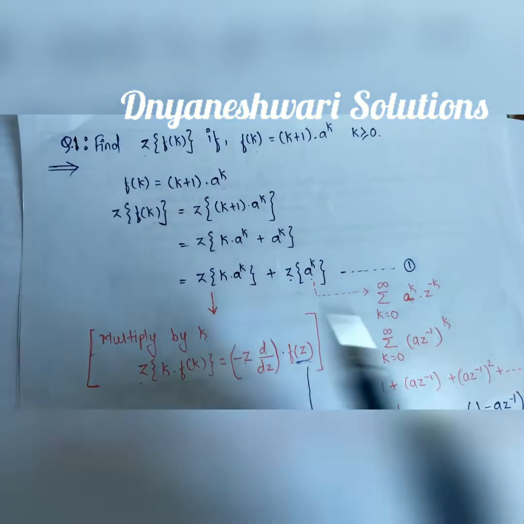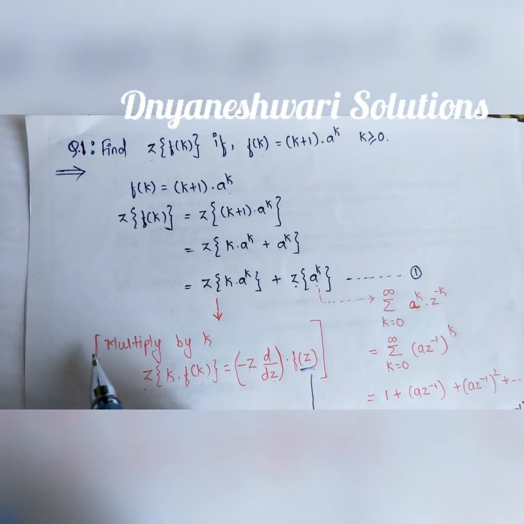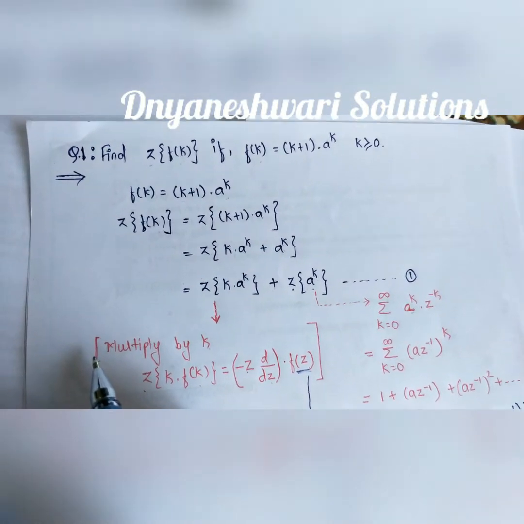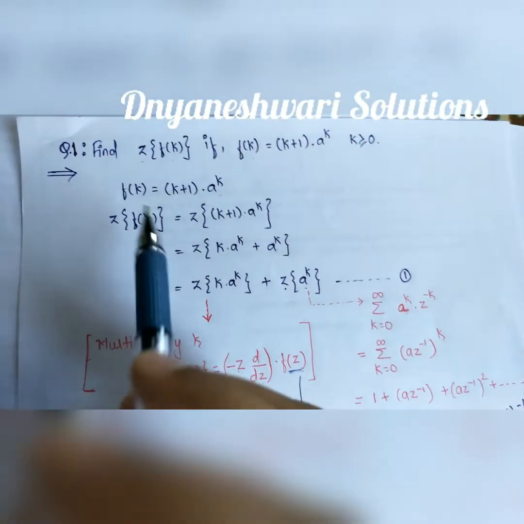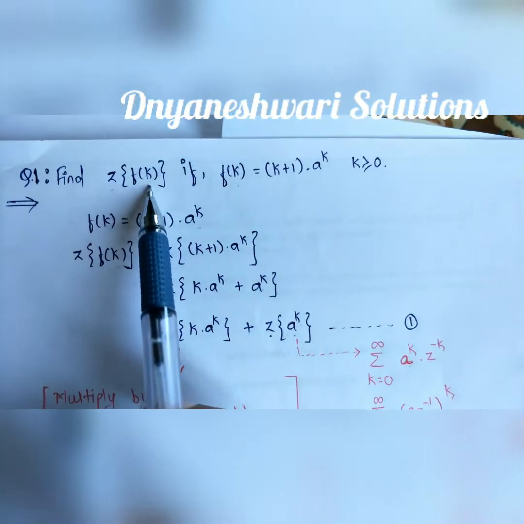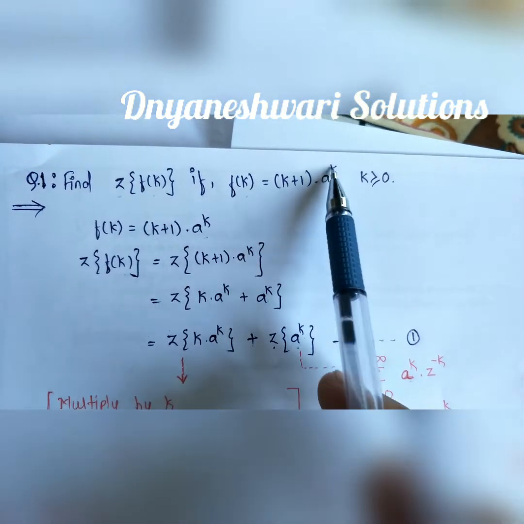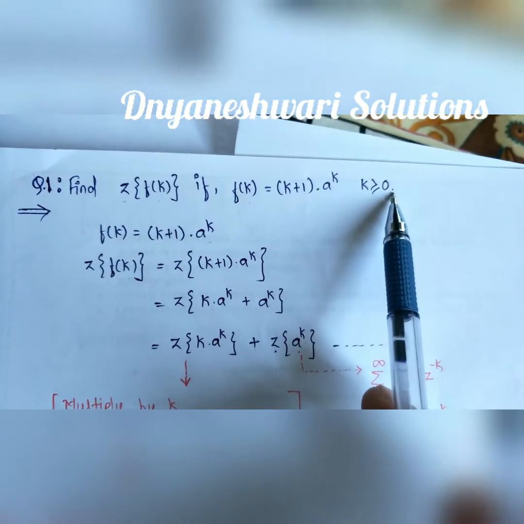Hello friends, today we are going to take some examples of Z transform which is important related to your exams. So the question is, find Z transform of f of k if f of k equals (k plus 1) into a raised to k, where k is greater than or equal to 0.